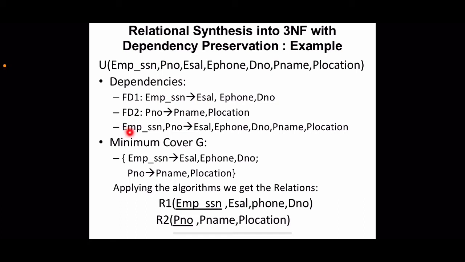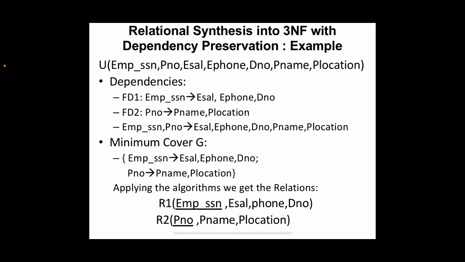The third dependency states that employee's SSN and the project number together determine employee salary, employee phone number, department number, then project name and project location. So these are the dependencies given. Now we have to apply the minimal cover algorithm to reduce the dependency set, or just to remove redundant information from this dependency set. You remember the algorithm, right? Apply the minimal cover algorithm to this set of functional dependencies to get the minimal set. And by seeing the third dependency, we can see that the employee SSN and project number are the keys for this relation.